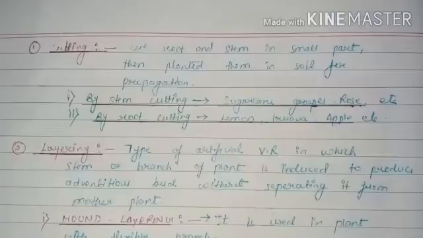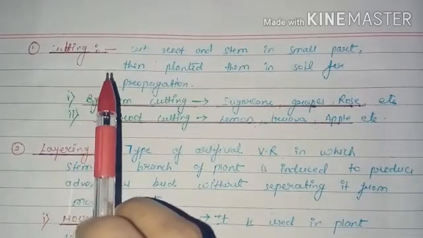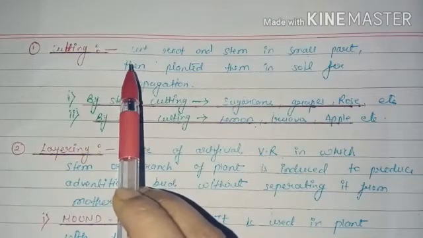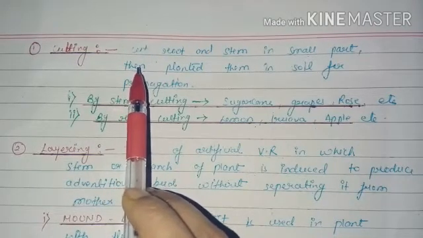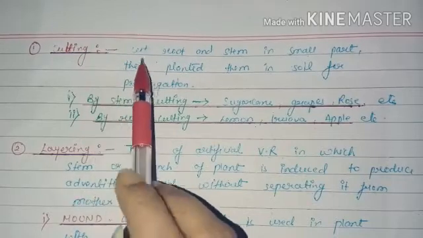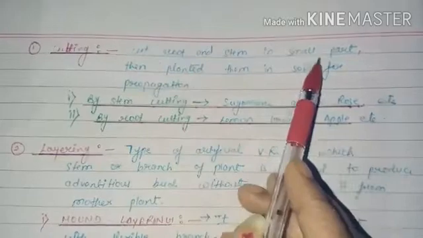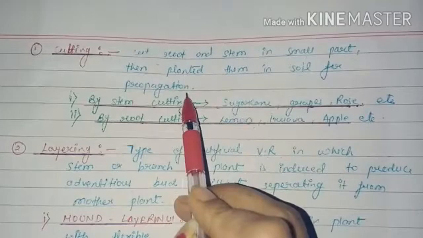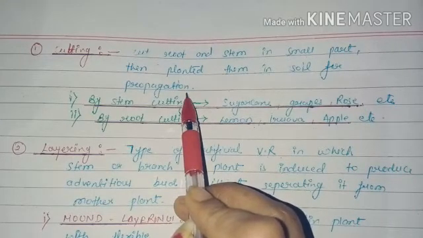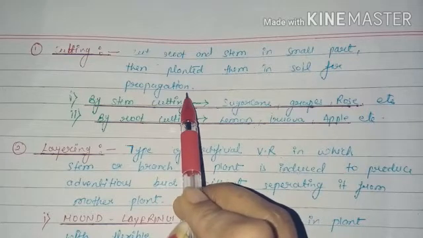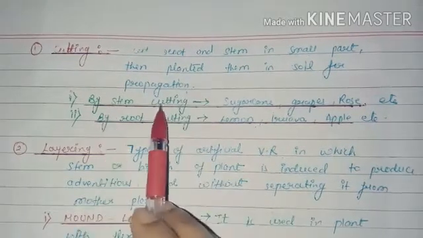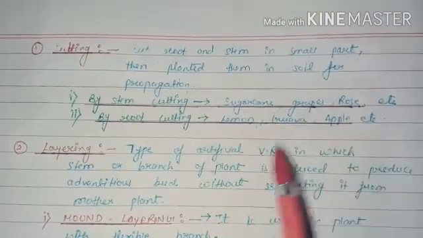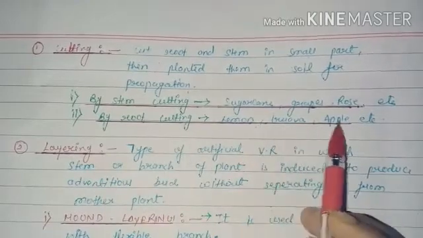Okay, first one is cutting. Cutting is a very easy vegetative method of propagation. Here we cut the stem or root part of the plant and put it into the soil, and a new plant arises. Definition: cutting means cutting root or stem into small parts and planting them in soil for propagation. In suitable conditions we put the cut part in soil, then the new plant arises. By stem cutting, examples are sugarcane, grapes, rose, etc. And by root cutting, lemon, guava, apple, etc.